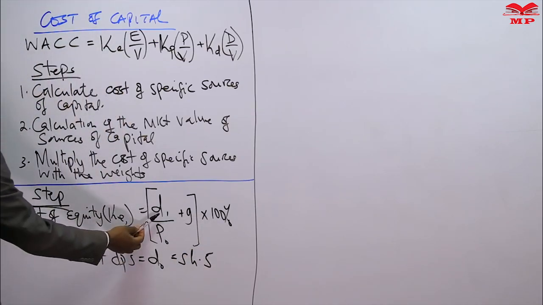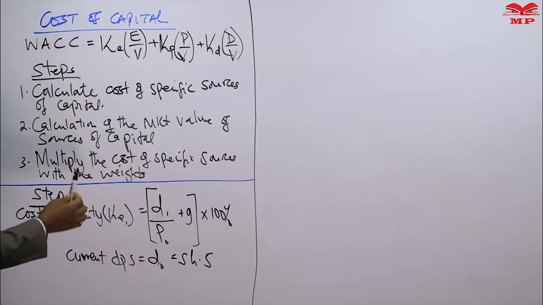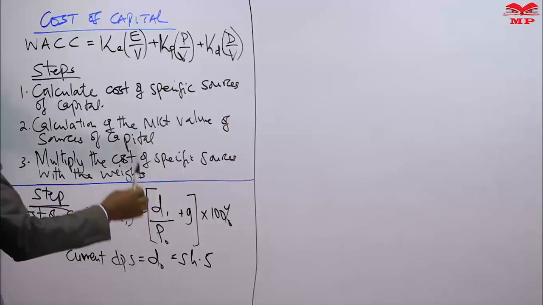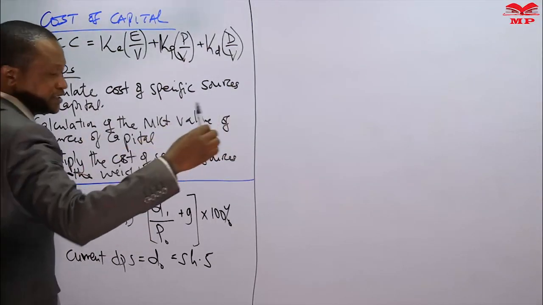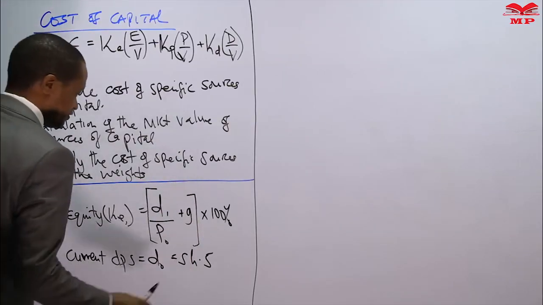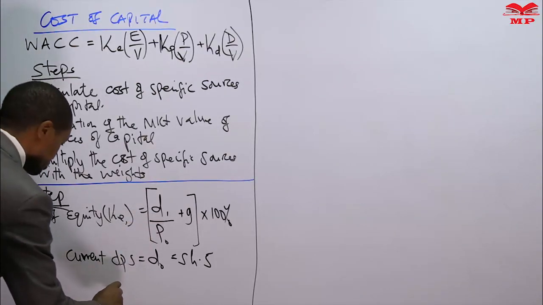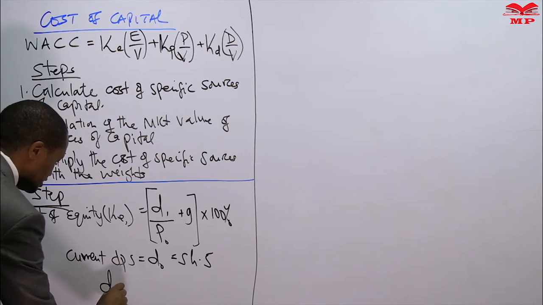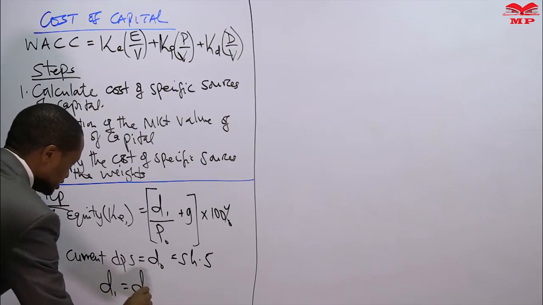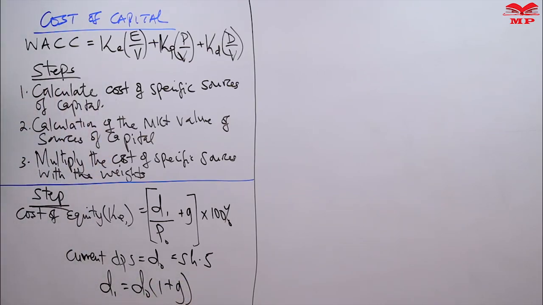But remember here, the formula is D1, which is the expected dividend per share. D1 is supposed to be the expected dividend per share, not the current dividend per share. But with the information that we have, we can determine D1. And as I informed you earlier, D1 is equal to D naught into 1 plus G. All right? That is how to determine the expected dividend.